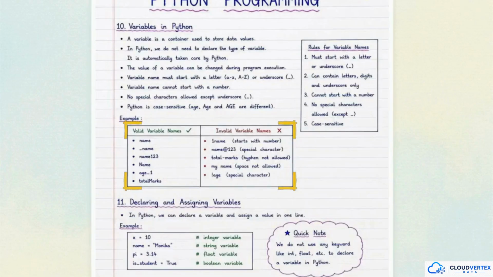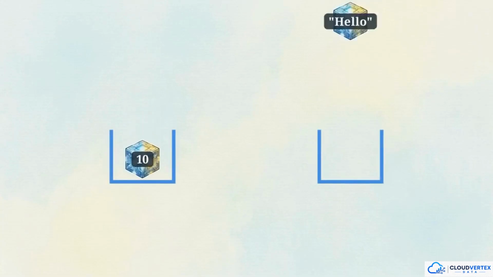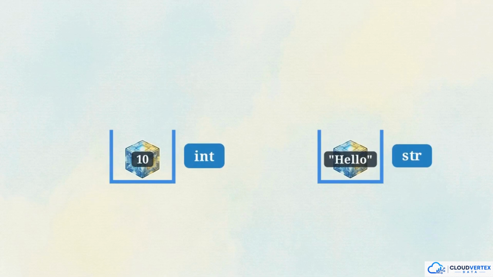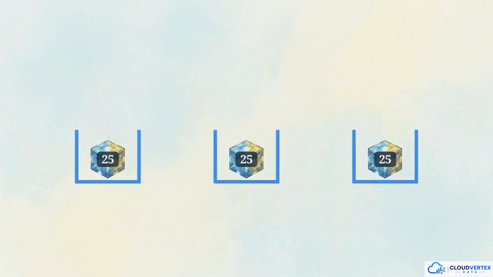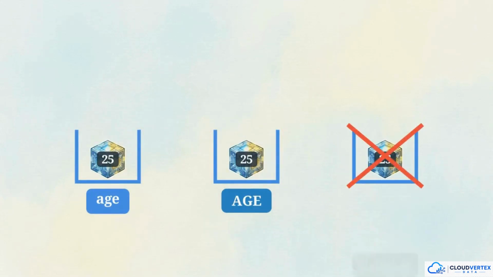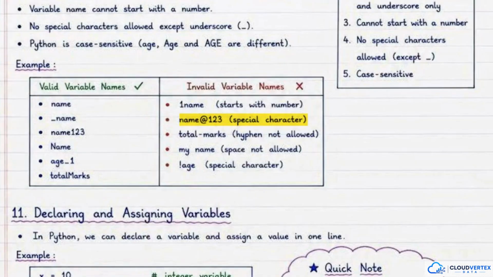This comparison table breaks down how to name your basic storage containers, which we call variables. Variables hold your building materials, like text or numbers. Python uses dynamic typing, meaning you don't have to announce what kind of material you're storing. Python figures it out automatically. You just have to follow strict naming rules. They are case-sensitive, they can't start with numbers, and as the table shows, special characters aren't allowed except for underscores.